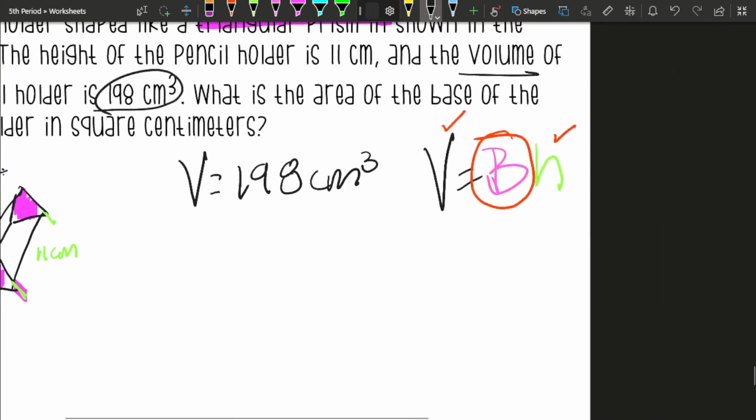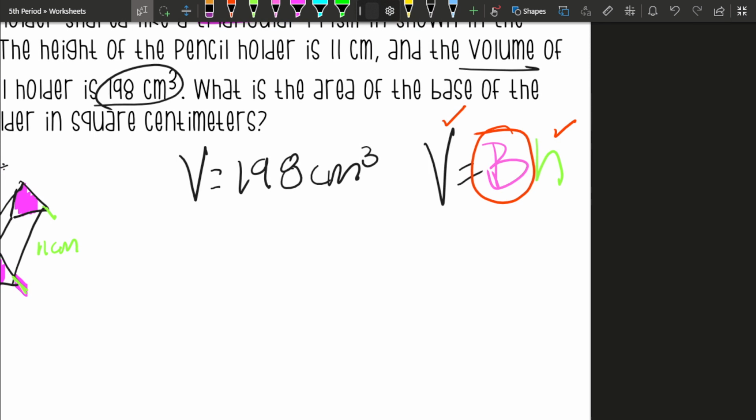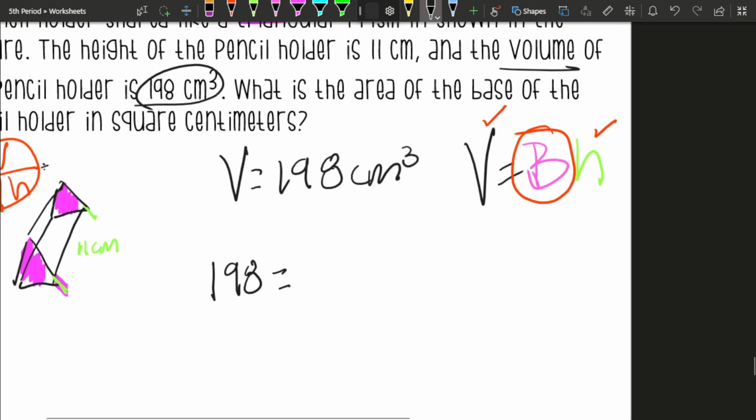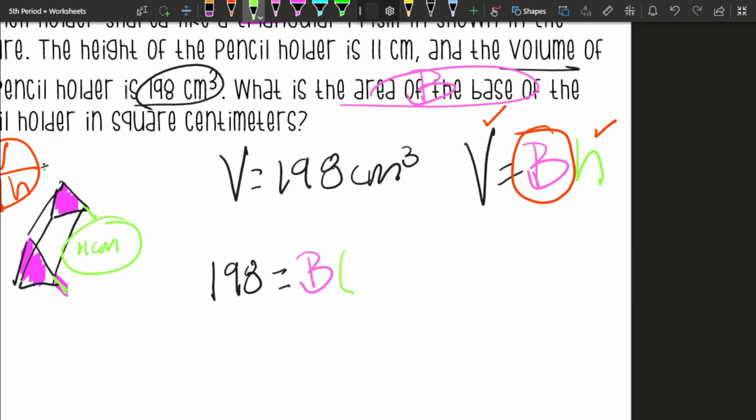So let's go ahead and set this up. I'm going to substitute the values of anything that I know into the formula. I know V is 198. So instead of V, I'm going to put 198 equal. Instead of uppercase B, I still got to put uppercase B because that's what we're looking for. We're looking for the area of the base, which is uppercase B. And instead of the height, I'm going to put what number? 11.